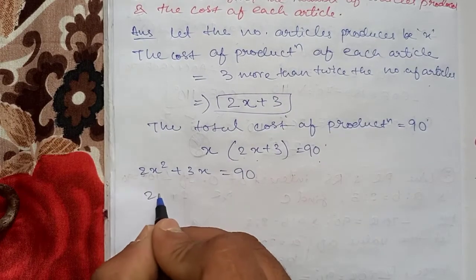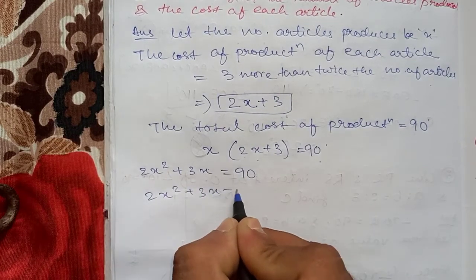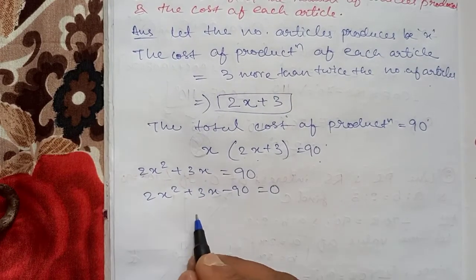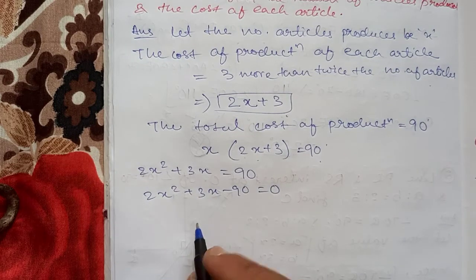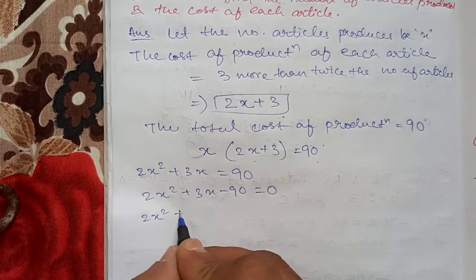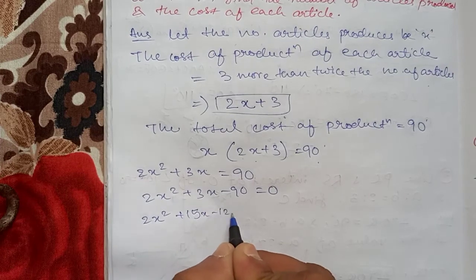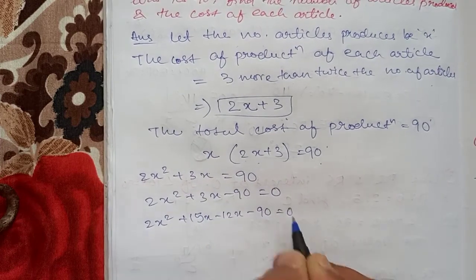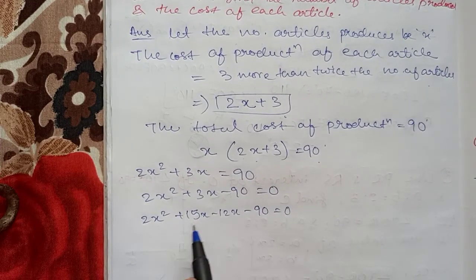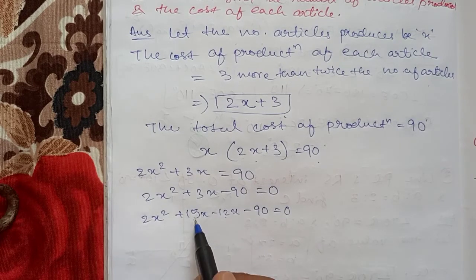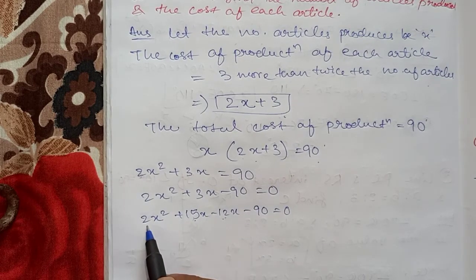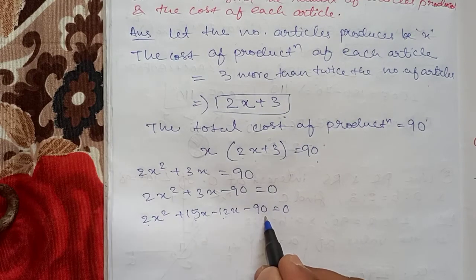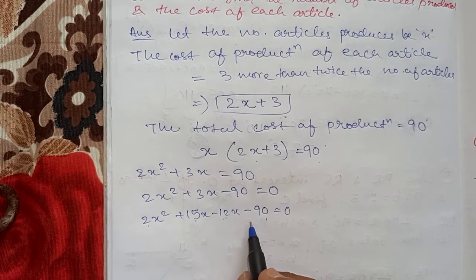Bring 90 to this side: 2x square plus 3x minus 90 equals 0. Now split the middle term. We will get 15x minus 12x, and minus 90 equals 0. How did I get 15x minus 12x? 15 minus 12 is 3, and 15 into 12 is 180. How 180? 2 into 90 will give us 180. In that way you find the factors of 180.